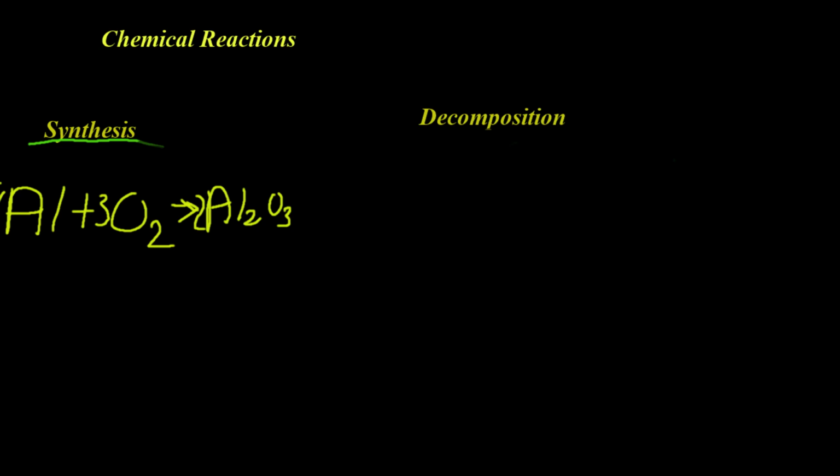So now that we have it balanced, let's talk about how a synthesis reaction actually happens. Let's do that in a different color. Basically, we have element A, which is aluminum, and element B, which is oxygen in this case. Element A and element B are pretty much just going to combine and make an ionic compound or a different compound of sorts.